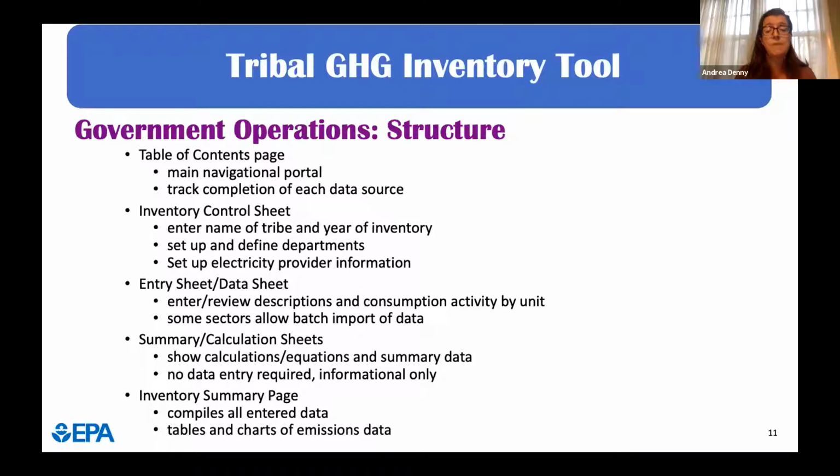Once you set that up, then you work through each source of emissions, you enter in your data, and then you come to a summary or calculation sheets that show you how you get from the activity data to the emissions. And then at the end, there's a summary page that pulls that all together. If that didn't make any sense to you, don't worry, because I'm going to go through the community module operation, which is very similar, and show you the screenshots, and it'll all become clear, I promise.